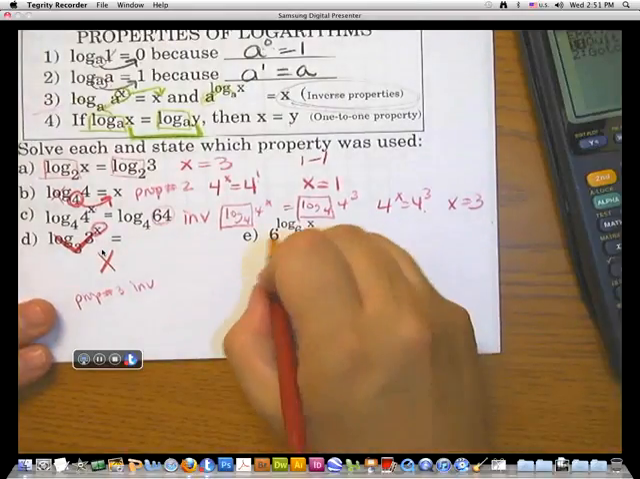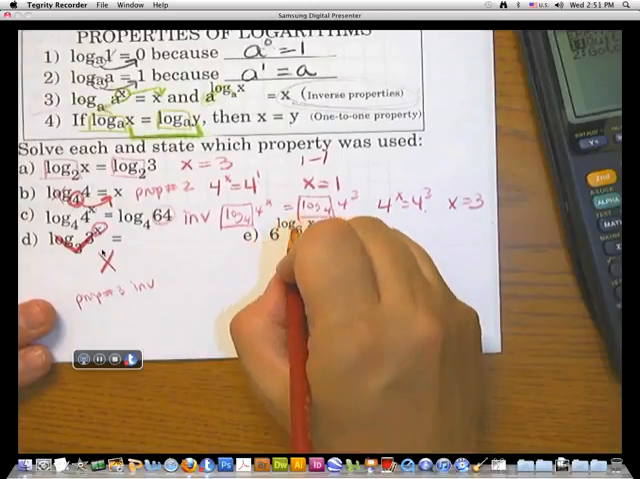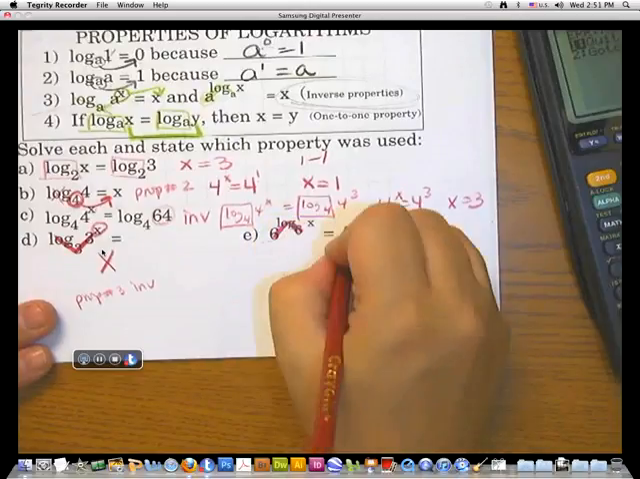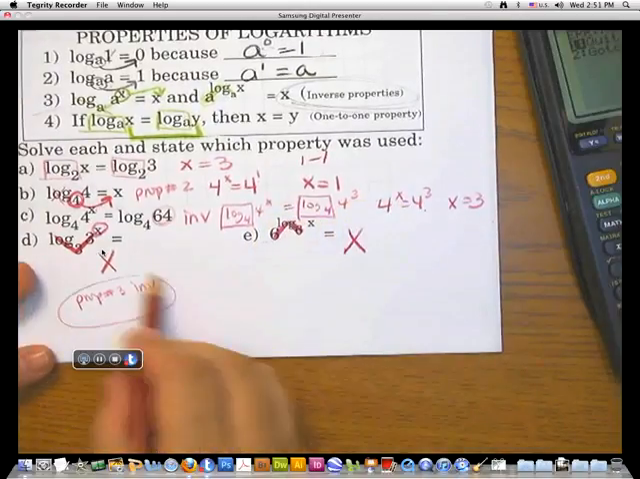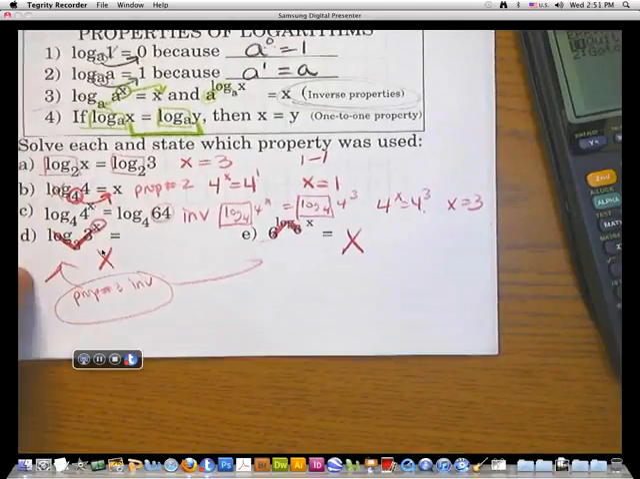And the same thing happens on letter E here. If the base of the exponent and the base of the log are the same, they go away, leaving x. So the same rule applies to both properties.